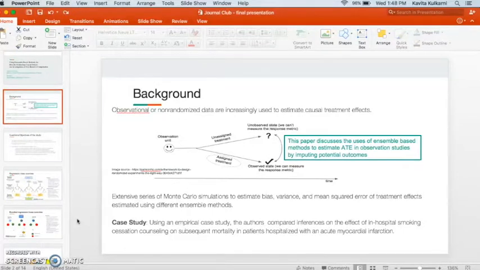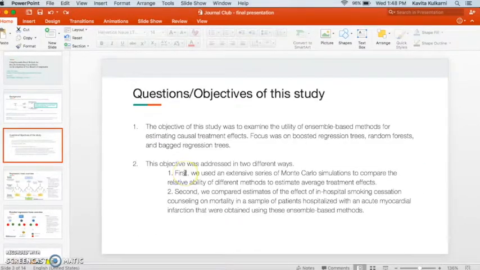And specifically, the ensemble methods that they consider in this research paper are bagged regression, boosted regression, and also the gradient regression techniques. So we will be giving you an overview of all of those techniques and also summarizing the results for you. Again, going back to the key objectives of the study, the first one is to examine the utility of ensemble-based methods for estimating causal treatment effects.